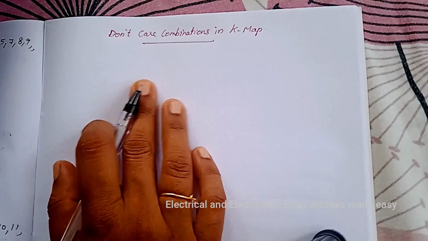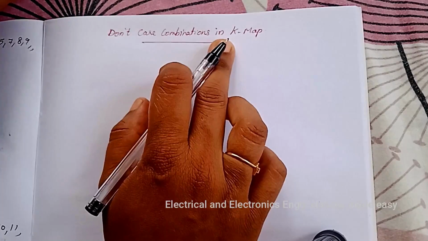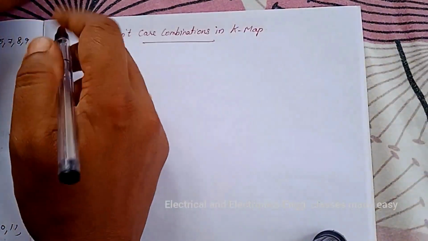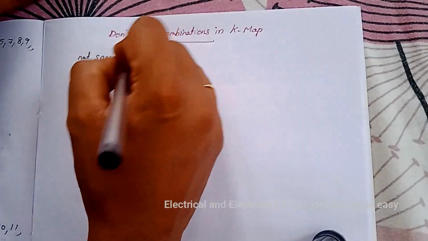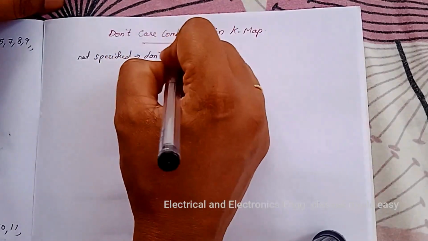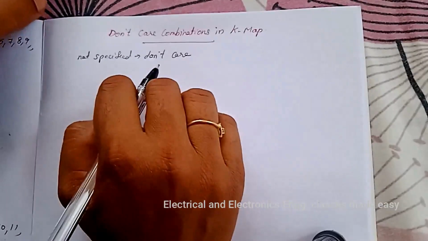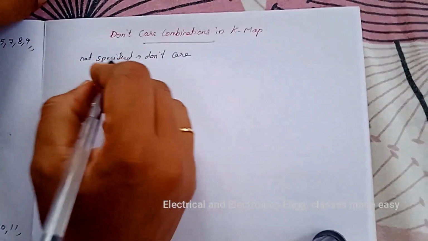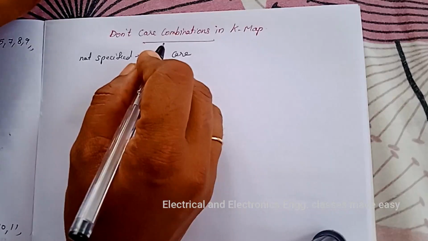Today's class is about the don't care combinations in Karnaugh map or K map. The combinations for which the values of the expression are not specified are called don't care combinations. And such expressions therefore stand incompletely specified. The output is a don't care for these invalid combinations.